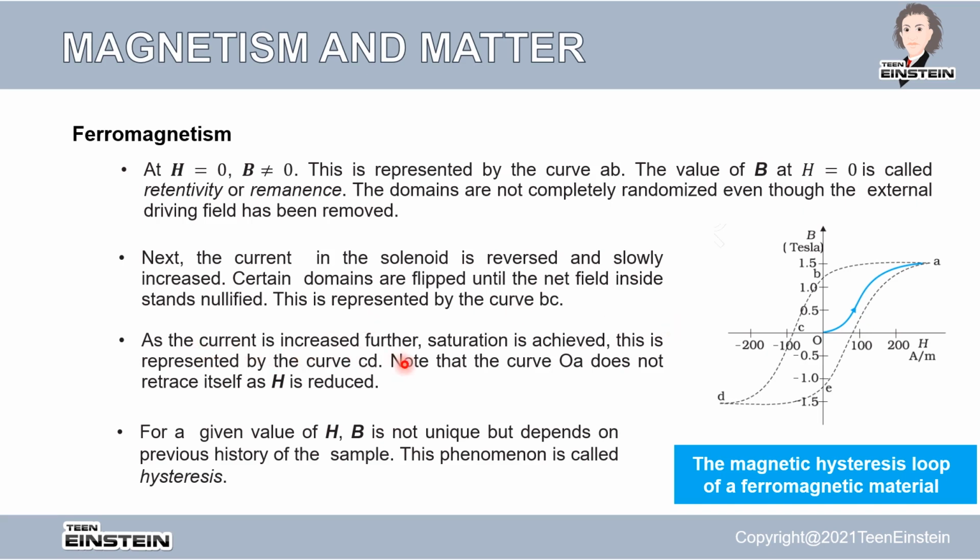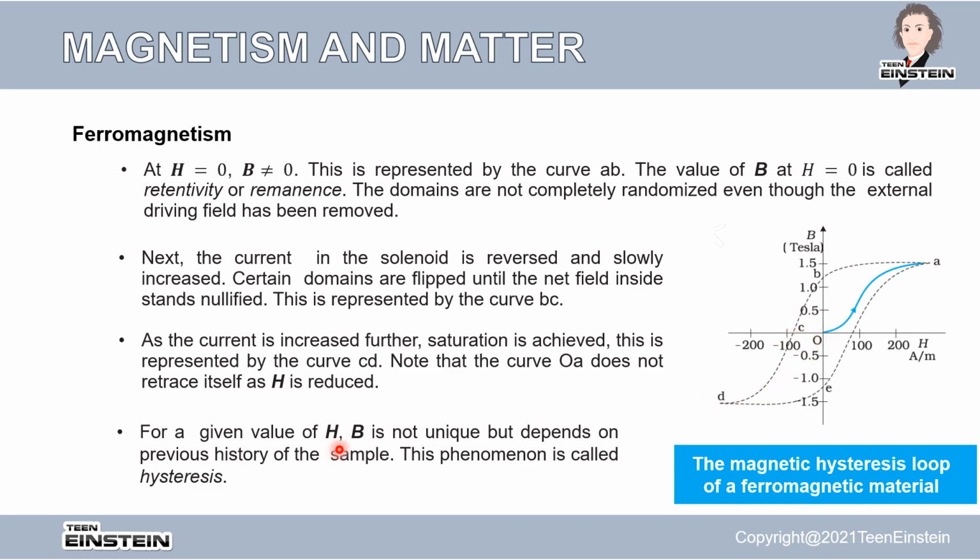As the current is increased further, saturation is achieved. This is represented by this curve CD. Saturation is achieved on the negative side. And look at it now, the curve OA is not traced on the negative side. Because it is already magnetized on the positive side, now it goes through CD only. It does not follow OA again.